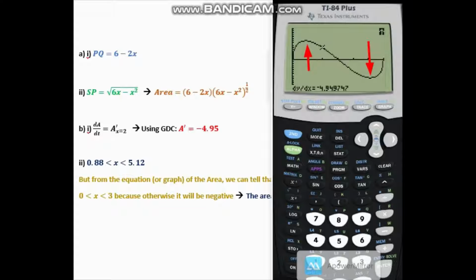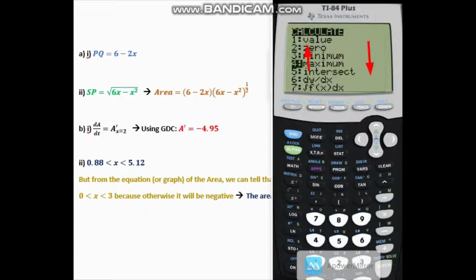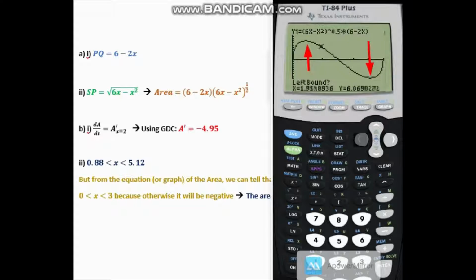I can get these 2 points using the calculator functions for maximum and minimum. So second, trace, find maximum, provide a left bound, and then a right bound, and then a guess. And the maximum is at 0.878. So this is the beginning of my region where the function is decreasing.